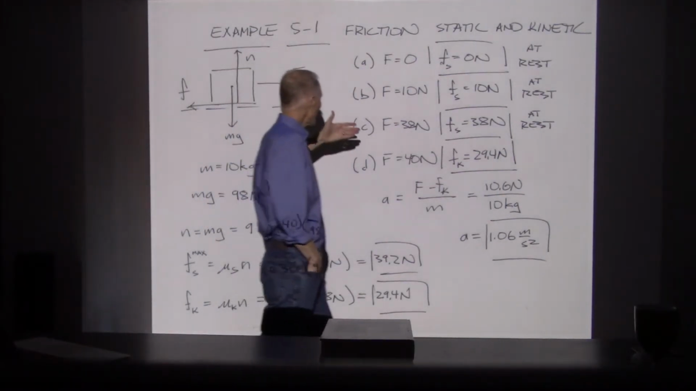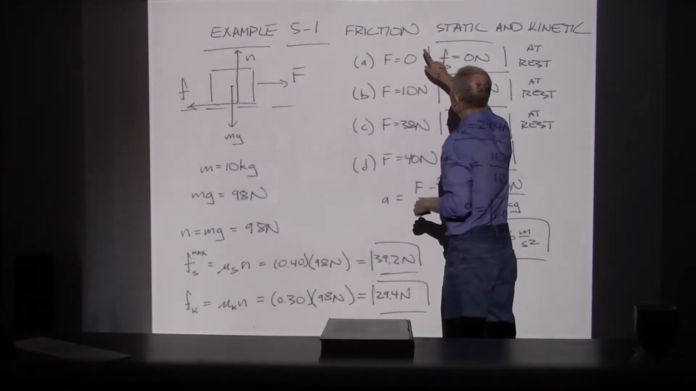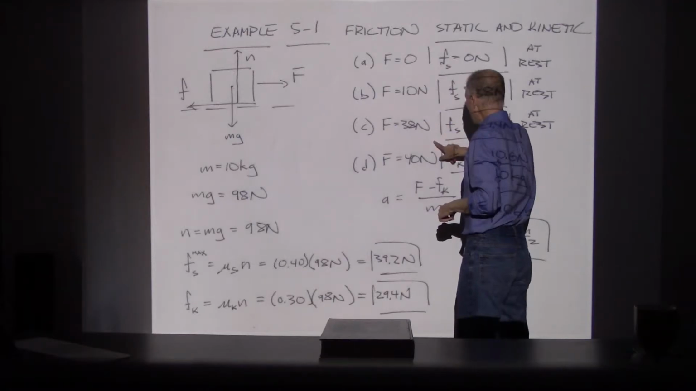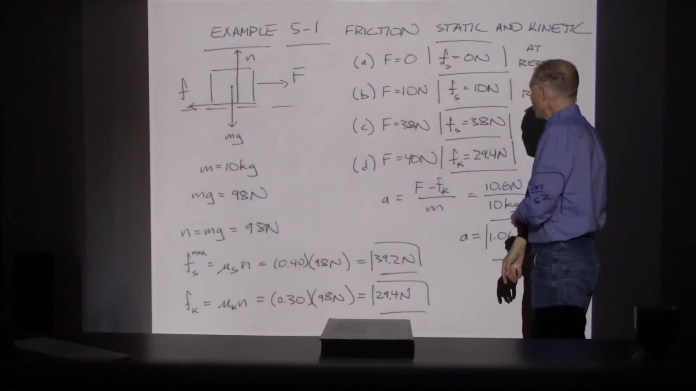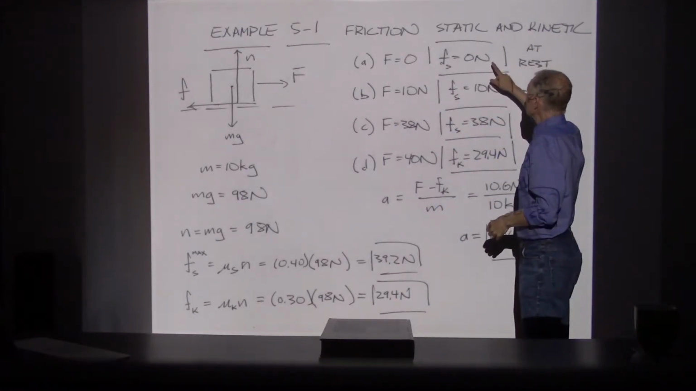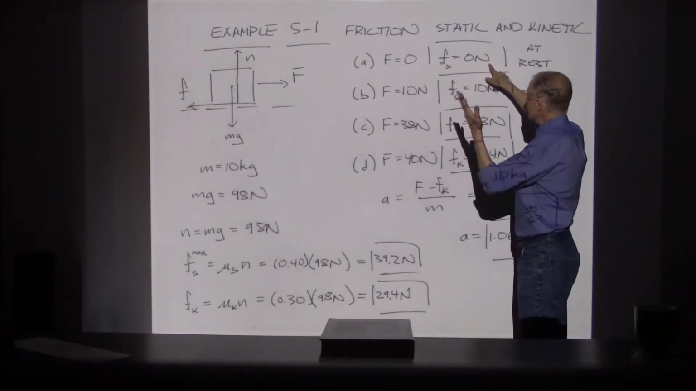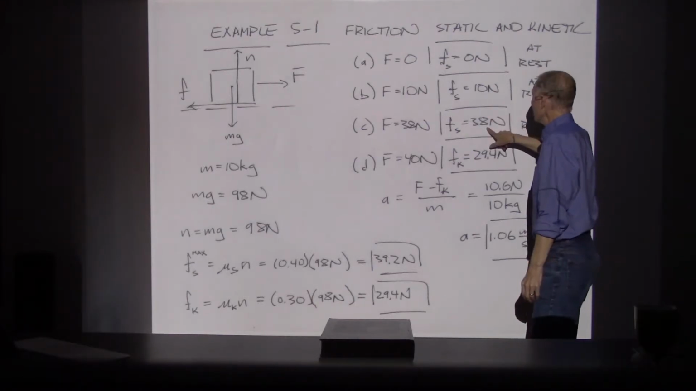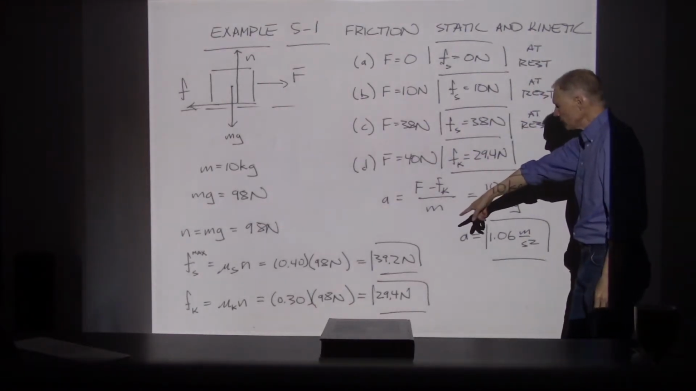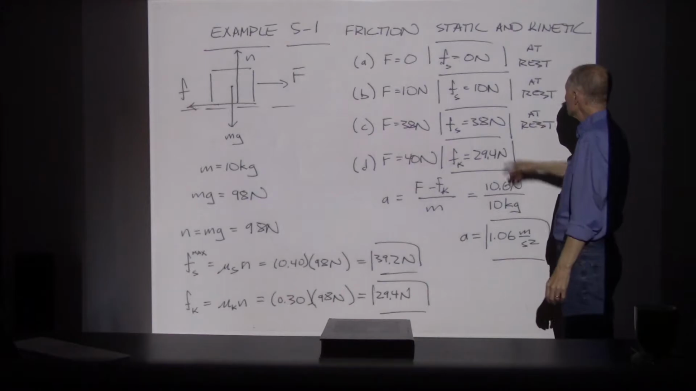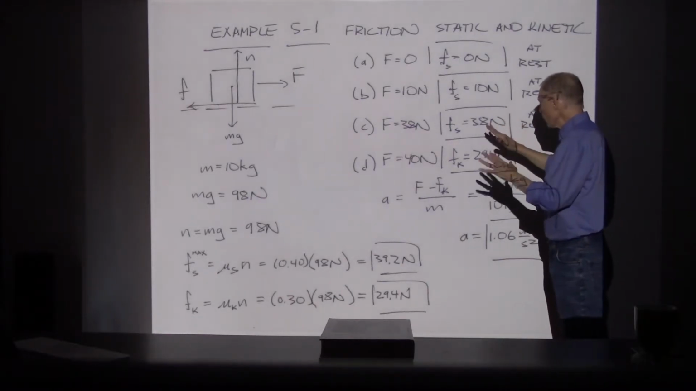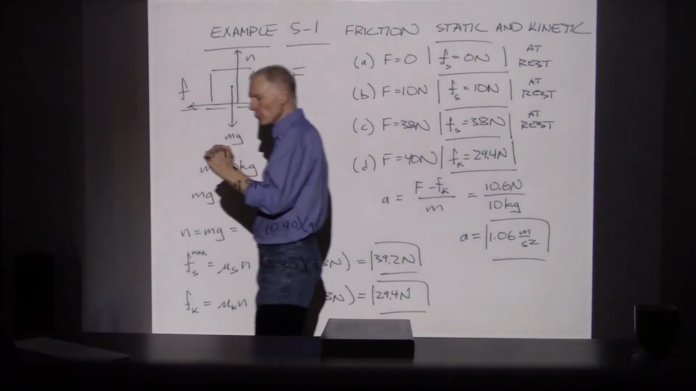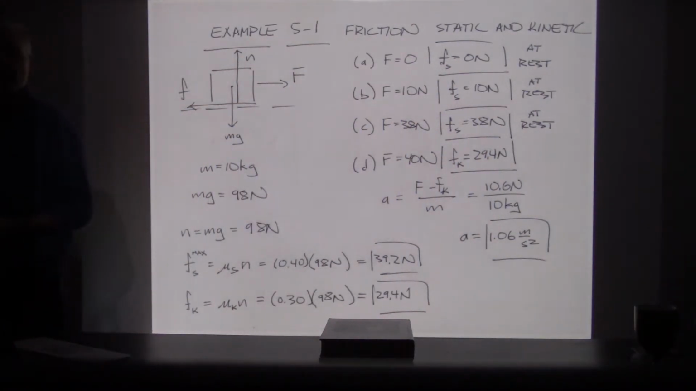So let's answer that question A, B, C, D. What happens at 0 newtons? What happens at 10 newtons? What happens at 38? What happens at 40? So at 0 newtons, the static friction force is 0. At 10, the static friction force will be 10. At 38, we have not yet exceeded 39.2, so that's going to be 38. But look what happens at 40 newtons. When I push with 40 newtons, the object begins moving.